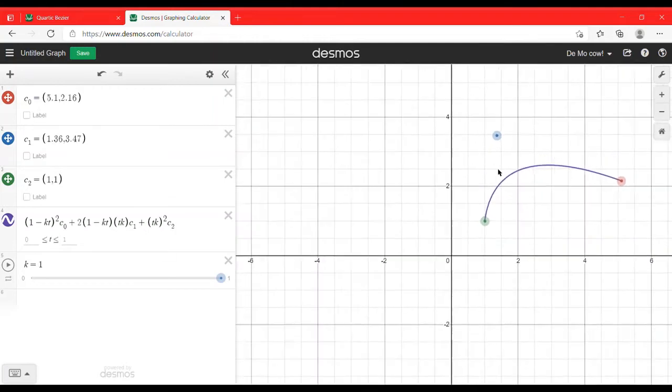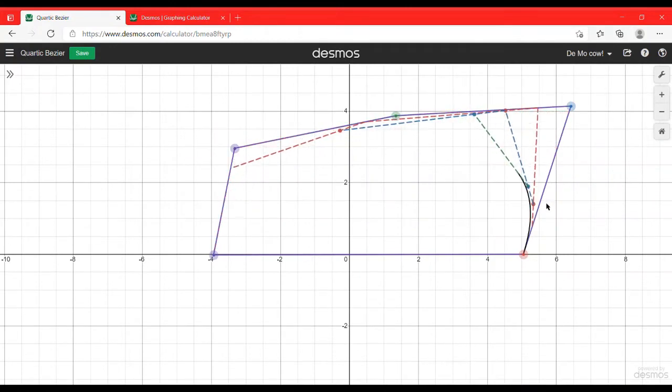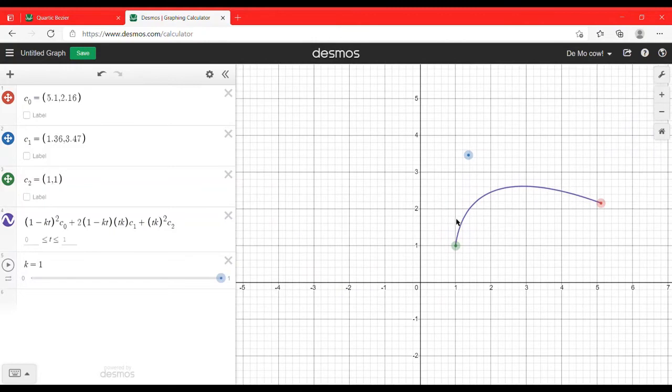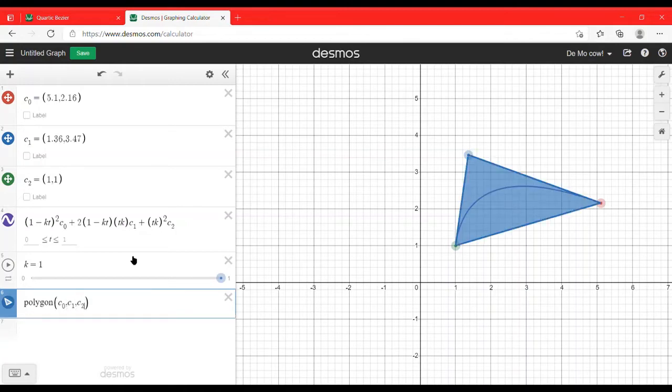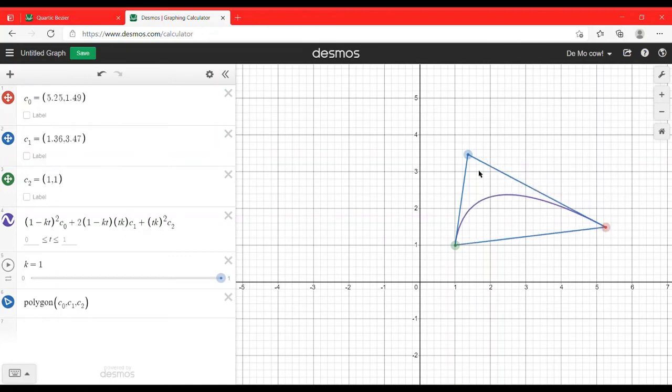Anyway, but how do we make the cool little bits that show you where the curve comes from and how you would draw it in real life, like these dashed lines here? Well, it's quite simple, really. All we want to do is start with a polygon. So, C0, C1, and C2. We'll get rid of the fill. And there's our little triangle polygon, right?